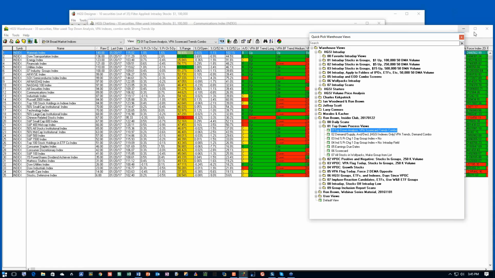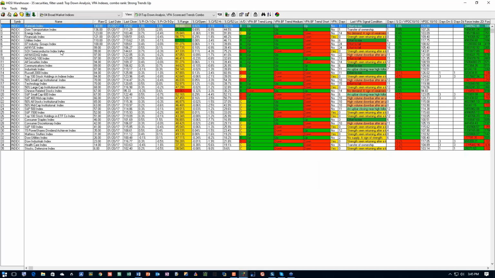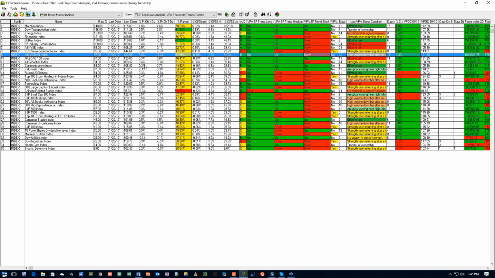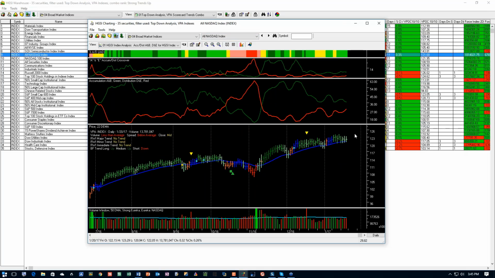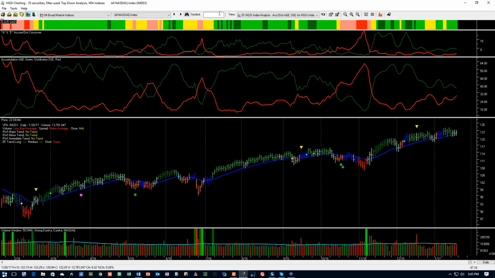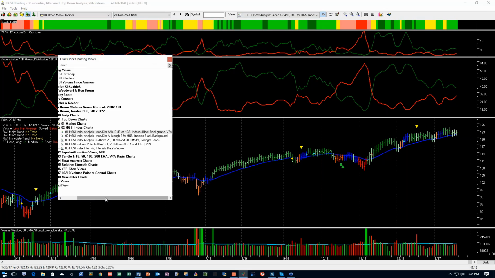Okay, I'm just going to use my top-down view here. So using this, I'm going to locate the all NASDAQ, and I showed you a picture of that. And this is what it looks like now with market cap weighting. So let's just run through these very quickly.